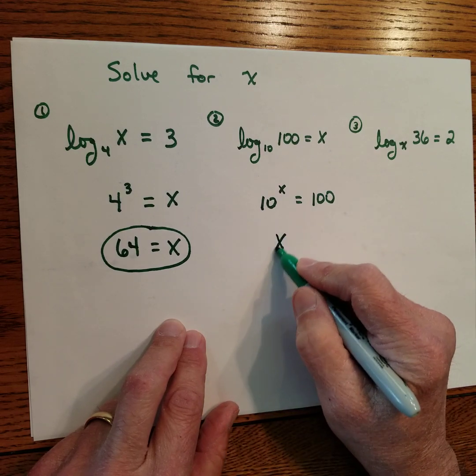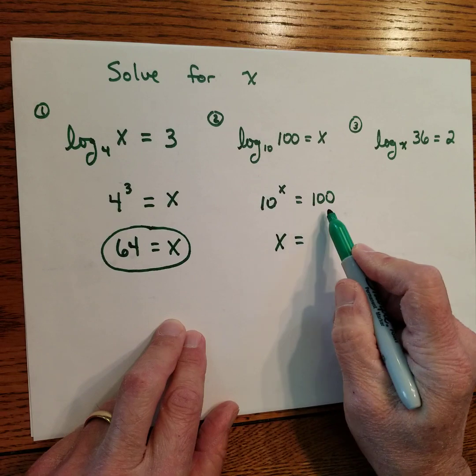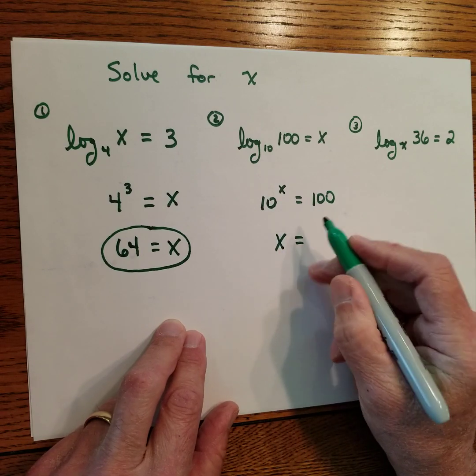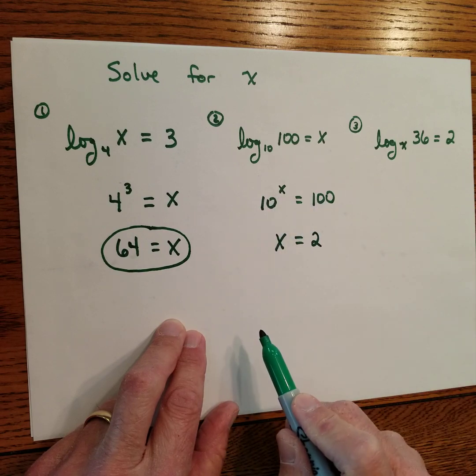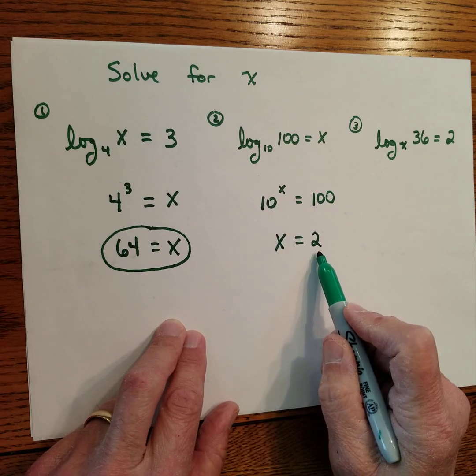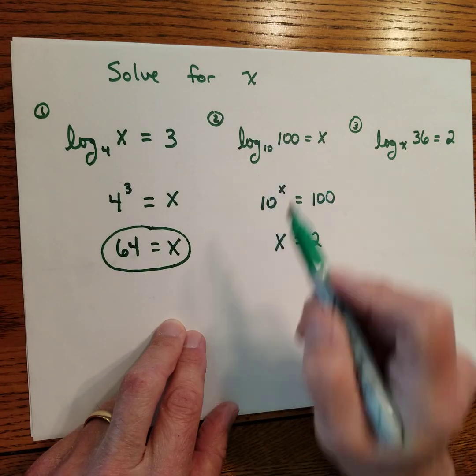But now that's a problem I can easily do in my head. What's the exponent that changes 10 into 100? I know 10 times 10 is 100. That's 2. 10 squared is 100. Why is 2 correct? Because 2 is the exponent that changes 10 into 100.